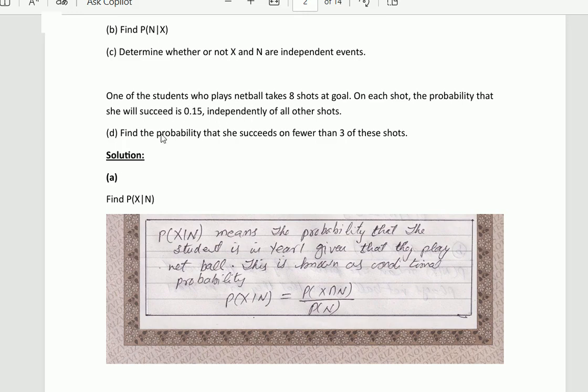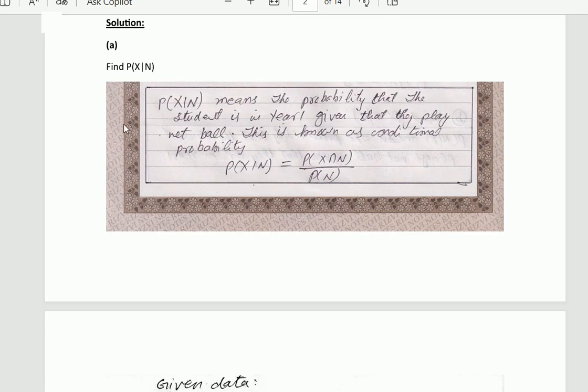So let's start the solution for part A. The solution for P of X given N, the probability of X given N. First of all, I shall explain what is the meaning of P of X given N. P of X given N means the probability that the student is in the first year given that they play netball. This is known as the conditional probability. So P of X given N is equal to P of X intersection N over P of N.